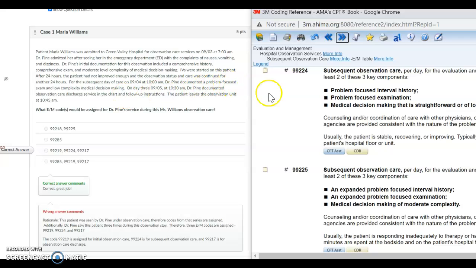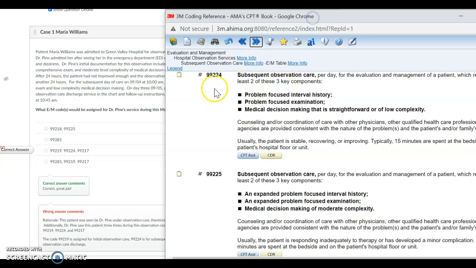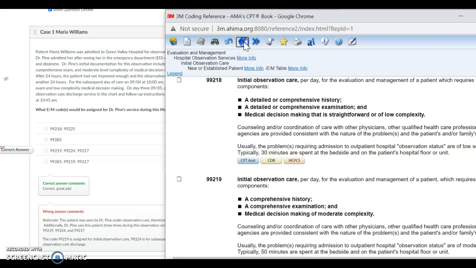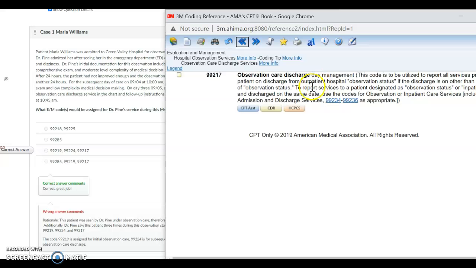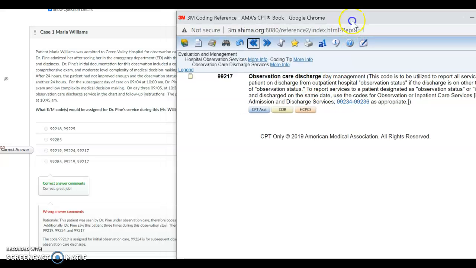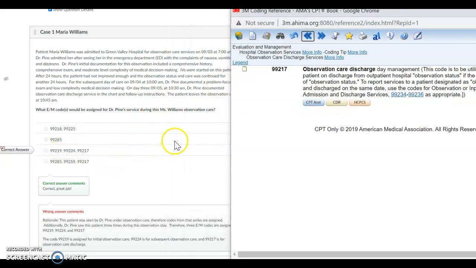Problem focused exam. We have a low complexity decision making. Let me pull that over. So that's going to be my 99224. It wasn't moderate. We can't upcode, it can't be a moderate complexity. That was an option up here. Okay, so then the very last day we have a 99217, which is our observation care discharge. So 3 days, and we have 3 different observation codes.